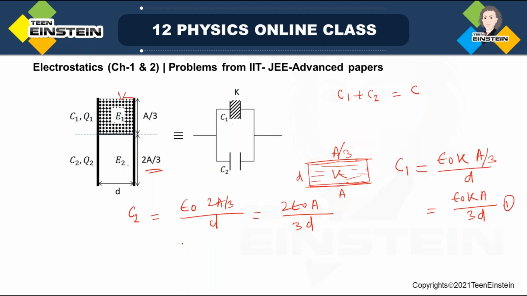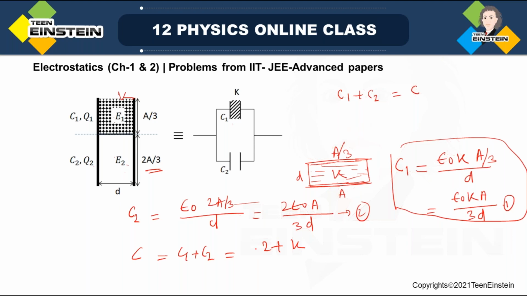Then what is C? C will be C1 plus C2. This is equation 2. C2 plus C1 will give you, see, this is 2 plus K, and it will be A epsilon 0 by 3D. So it is epsilon 0 A by 3D into 2 plus K. So this is the capacitance C, right?